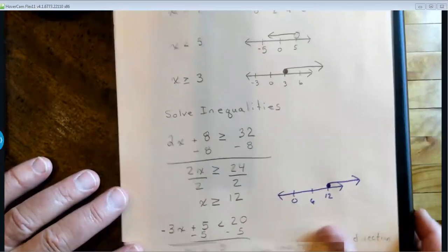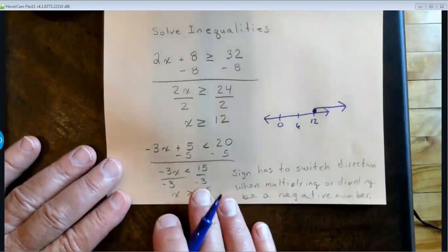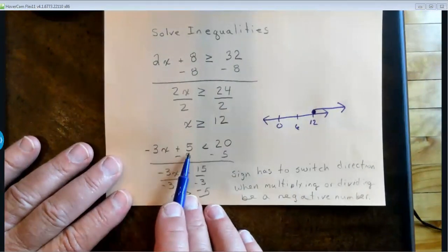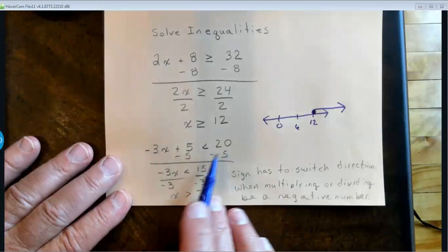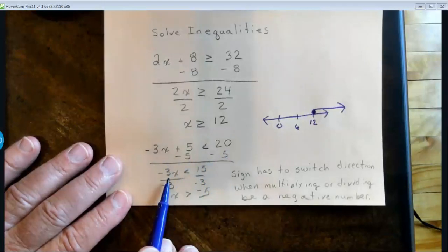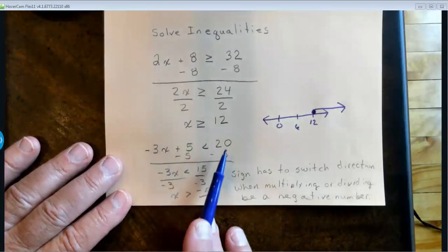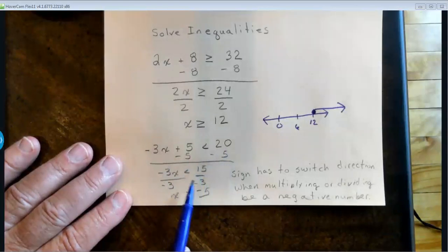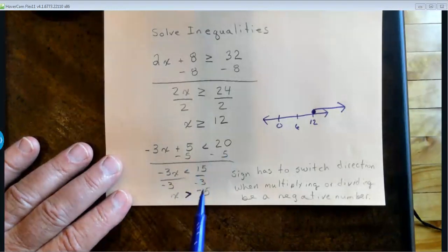Okay. Now my next example, here we have negative 3x plus 5 is less than 20. So I'm going to subtract 5 from each side, and I get negative 3x is less than 15. And then I divide each side by negative 3. Now notice here the sign switches direction. Whenever you multiply or divide each side by a negative, the sign has to switch direction with inequalities. So x is greater than negative 5.